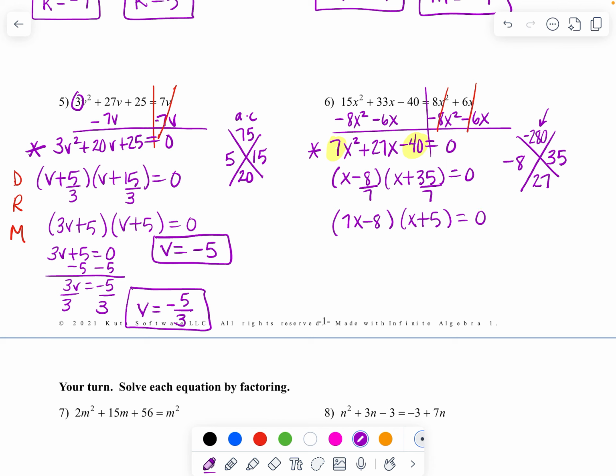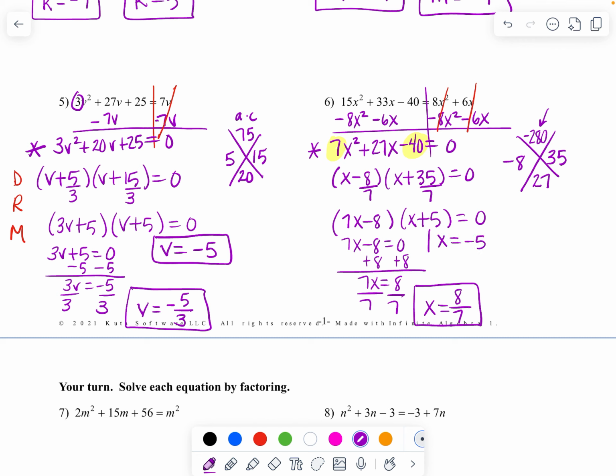All right, the first parenthesis has a 7 in front, so we're actually going to take the time to solve that by setting it equal to 0, adding 8 to both sides. We get 7x equals 8, dividing by 7, and our one answer is x equals 8 over 7. The second parenthesis, the x plus 5 parenthesis, we're saying x equals negative 5. So if there's an invisible 1 in front of your x, they're a lot less work than when there's a number that's bigger than 1 in front of your x.